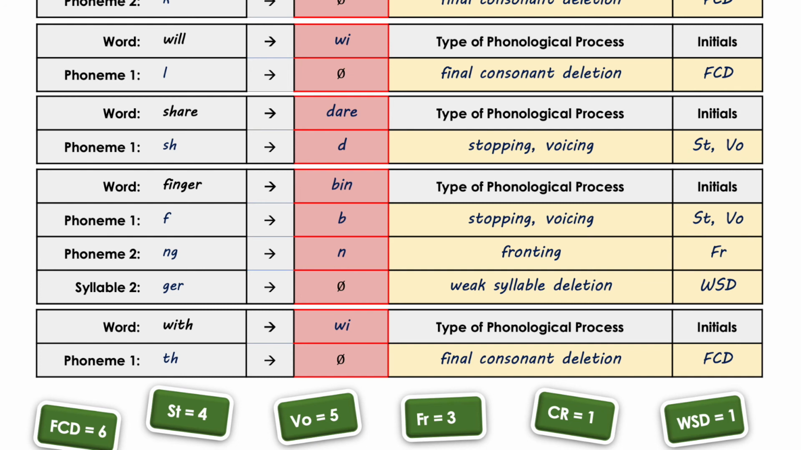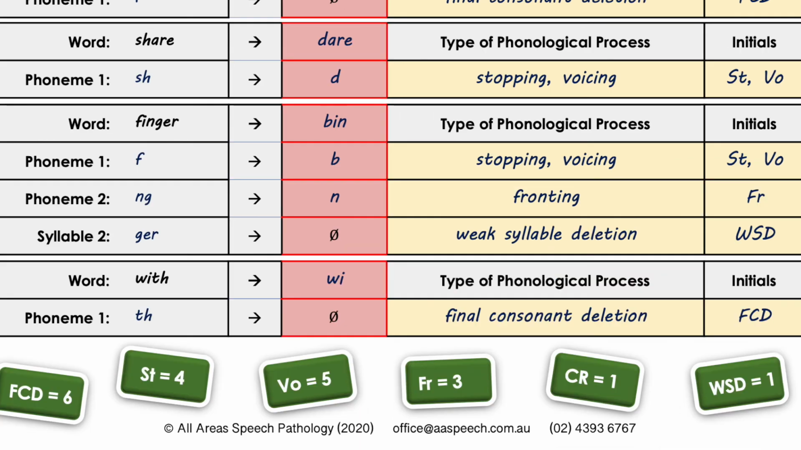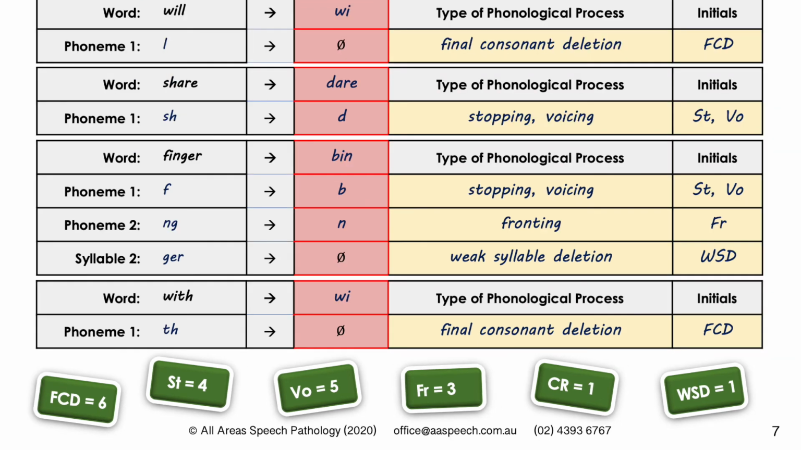And we looked at finger bun, didn't we? So remember what he did with finger bun? See that one down here? So went to B, stopping and voicing. Went to fronting. And the G was missing altogether. Weak syllable deletion.